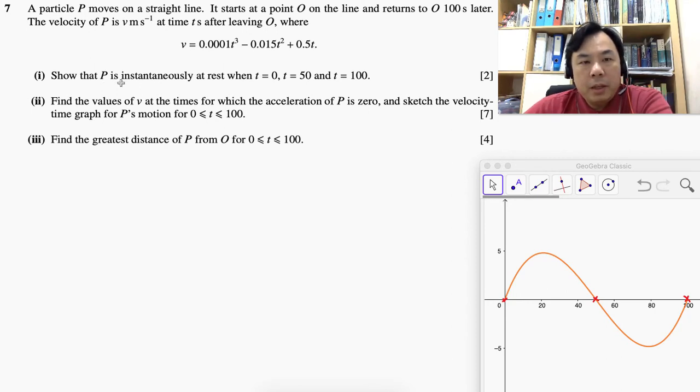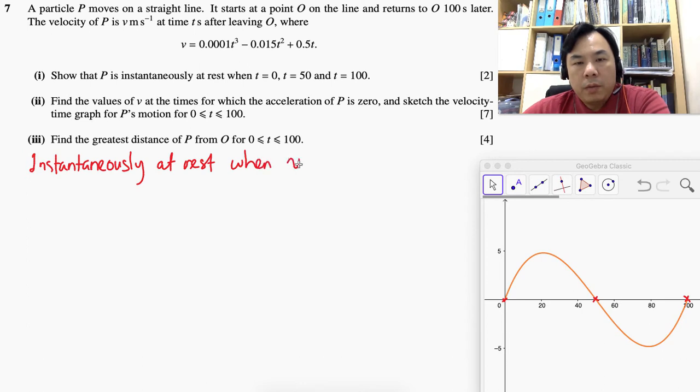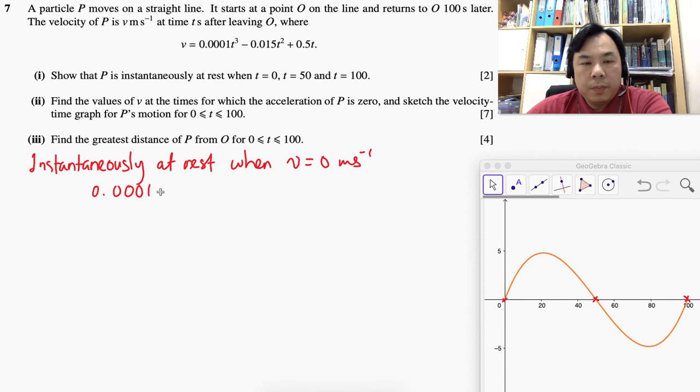When it is instantaneously at rest, v is equal to 0. So when v is equal to 0 here, all you need to do is just let this, is it 3, 0, 1, 2, 3? Yep, correct. t cubed, t squared, right? Yeah, t squared and 5t is equal to 0 there, right?